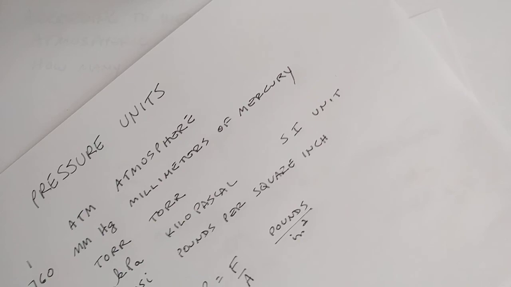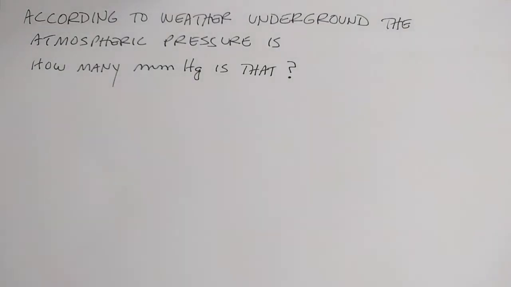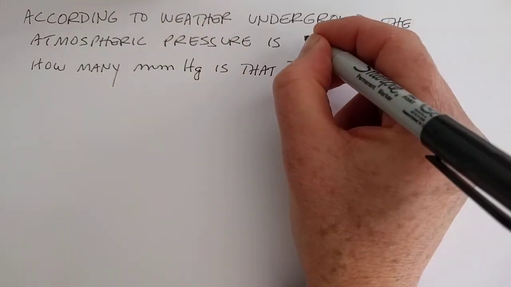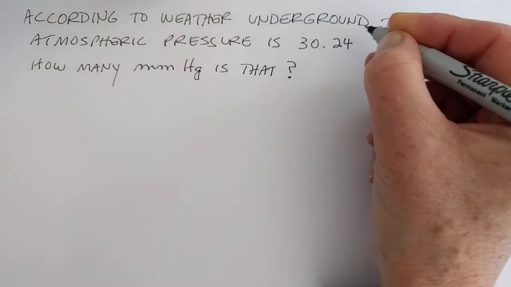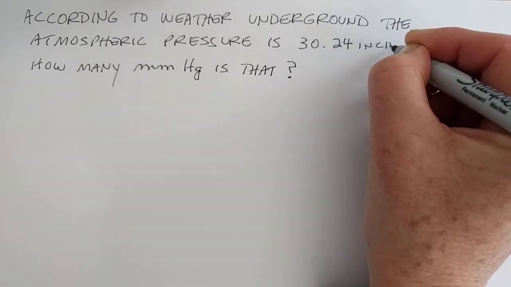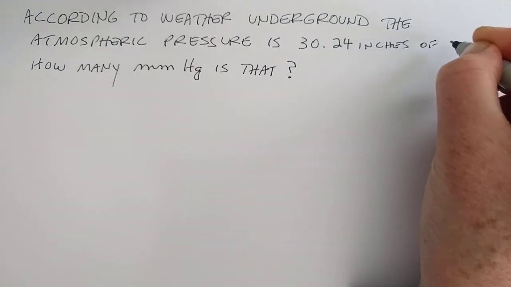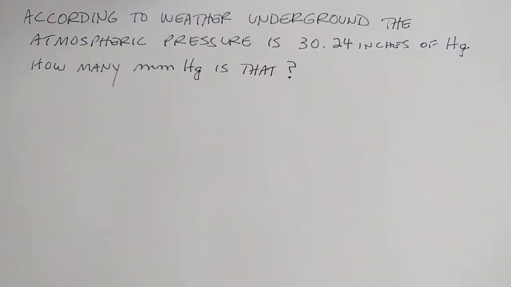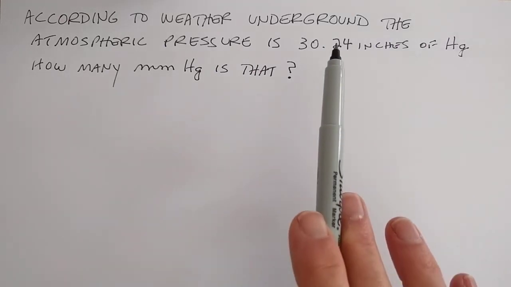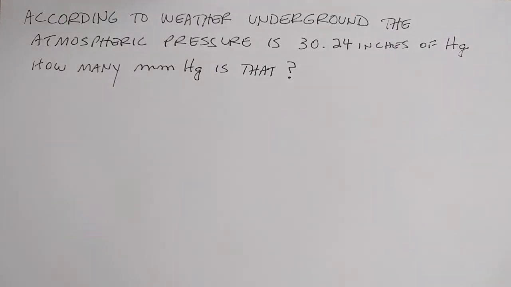Okay, let's do a conversion factor problem. According to Weather Underground, the atmospheric pressure is, so I looked this up, and for brick, it was 30.24 inches of mercury. So that was the pressure when I looked it up earlier today on the site Weather Underground. So we're going to see how many millimeters of mercury that inches of mercury is equivalent to.